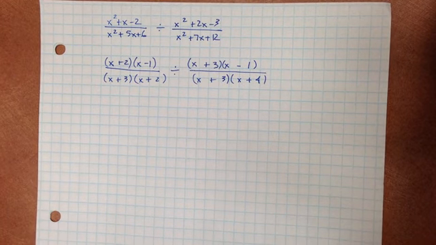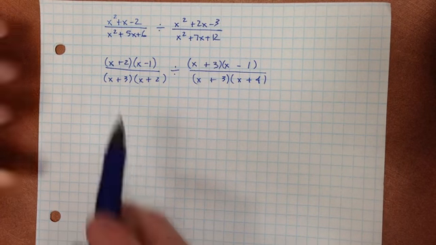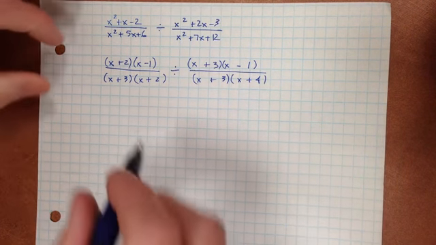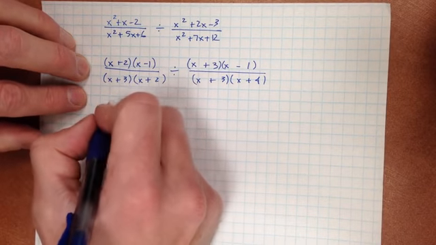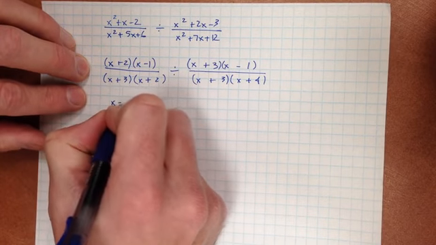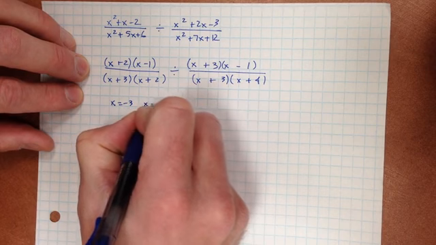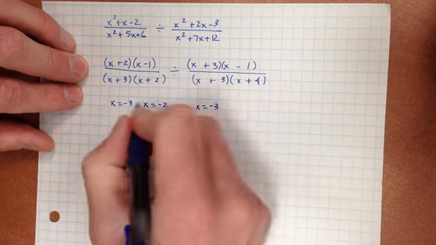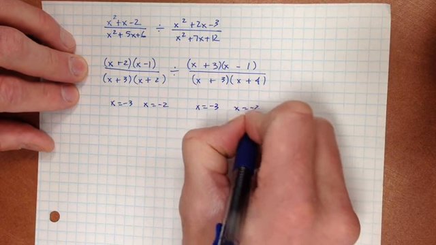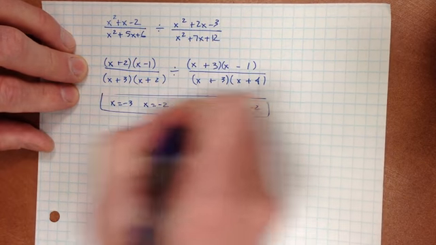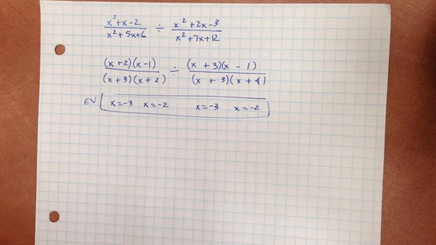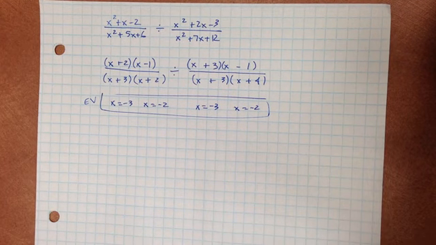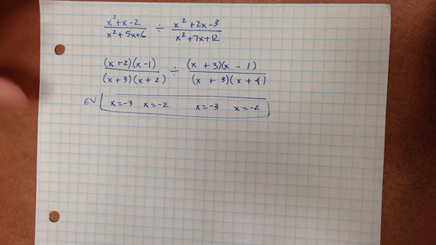Now, none of our original denominators can be equal to 0. So zero product property on all these right here will lead us to x equals negative 3, x equals negative 2, x equals negative 3, already got that, and x equals negative 4. Those values need to be excluded because we will have undefined fractions here.